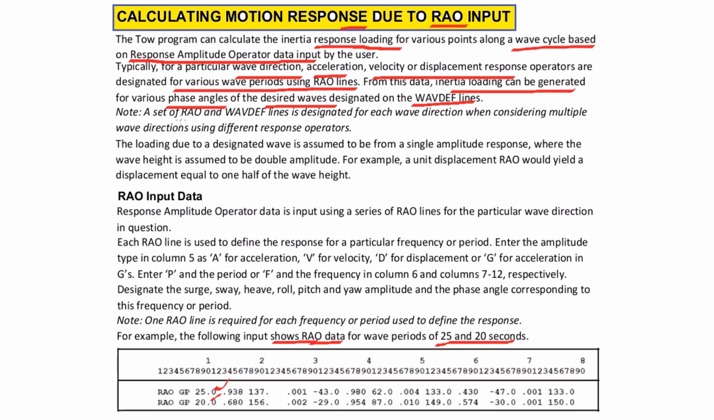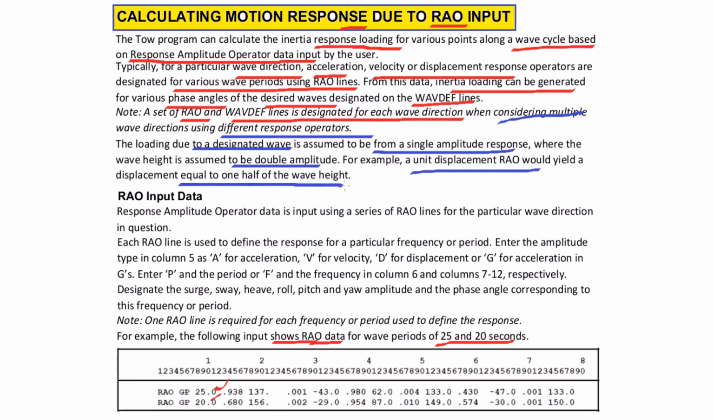A set of RAO and wave definition lines is designated for each wave direction when considering multiple wave directions using different response operators. The loading due to a designated wave is assumed to be from single amplitude response, where the wave height is assumed to be double amplitude. For example, a unit displacement RAO would yield a displacement equal to one half of the wave height. RAO input response amplitude data is input using a series of RAO lines for a particular wave direction.